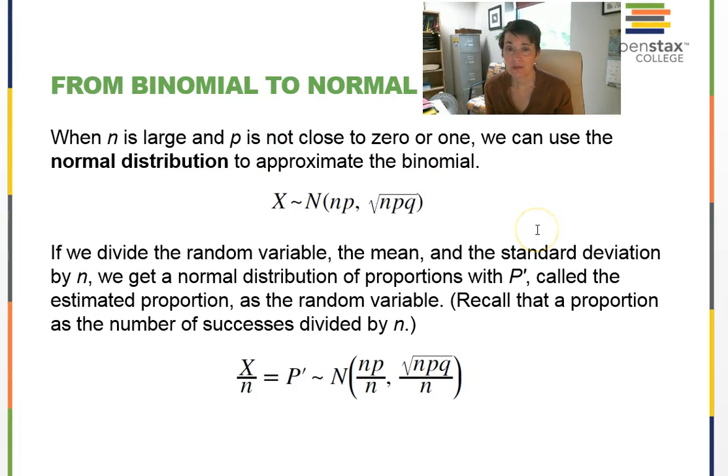When n is large and p is not close to 0 or 1, we can use a normal distribution. It's a much easier formula to approximate the binomial. If we divide the random variable, the mean, and the standard deviation by n, we get a normal distribution with the proportions p. And this is more familiar to us when we use this, when we have that large sample size.